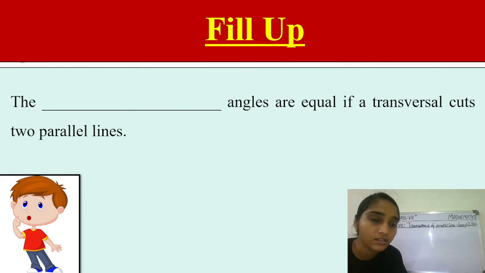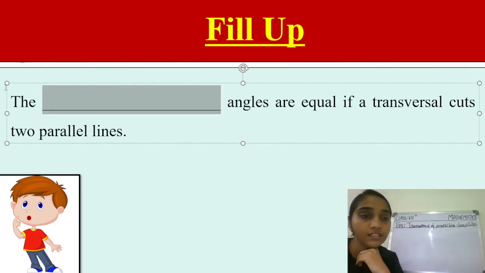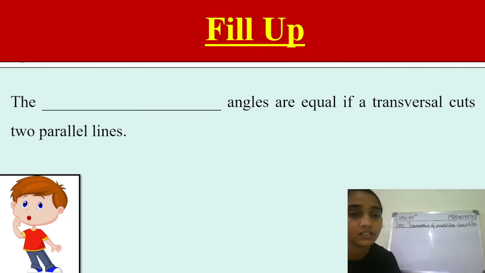Now students, this is a fill in the blank question for you: the dash angles are equal if a transversal cuts two parallel lines. What type of angles are equal? You have to fill in this blank. You can write your answers in the comment section also. When a transversal is cutting the two parallel lines, which of the angles are equal, which we have discussed?